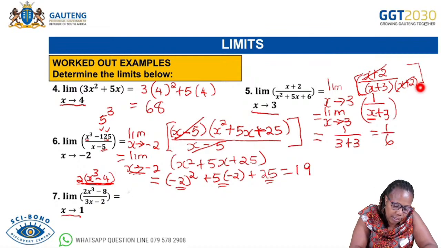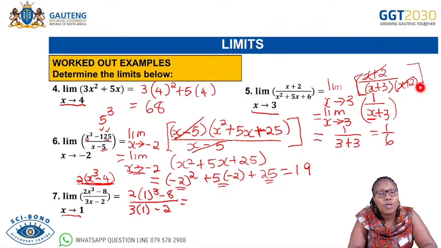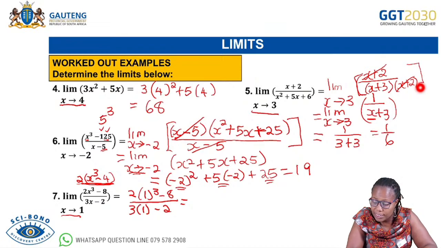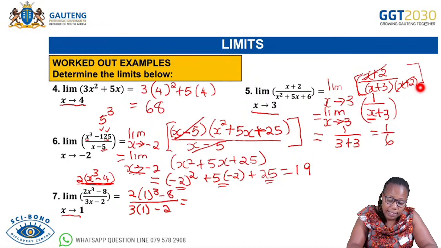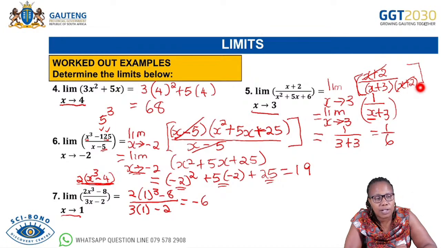All right, let's go grade 12. This will be 2. Our x is 1. 2 to the power 3 minus 8. To the denominator we have 3. X is 1 and the minus 2. Your smart calculators, just put everything into your calculator straight to the answer. This is supposed to give us what? A minus 6 grade 12.